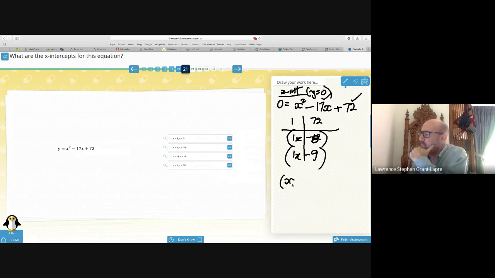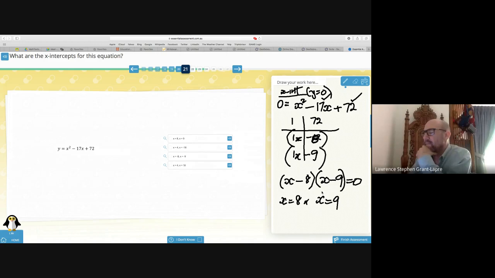Therefore, we can see the solutions now. That will cross the x-axis at x equals 8, because 8 minus 8 is 0, and x equals 9, because 9 minus 9 equals 0. So it's the first one. x equals 8, x equals 9.